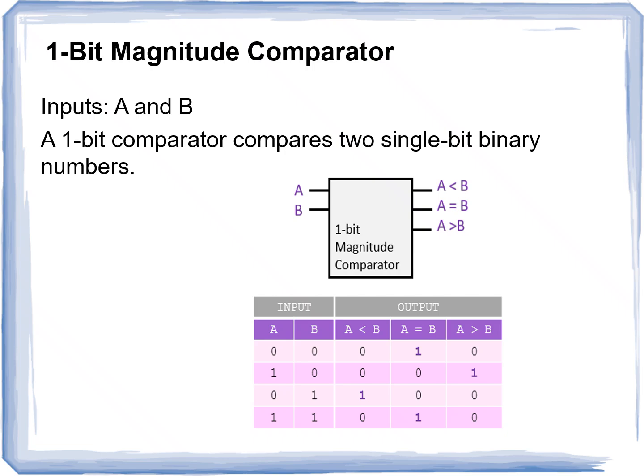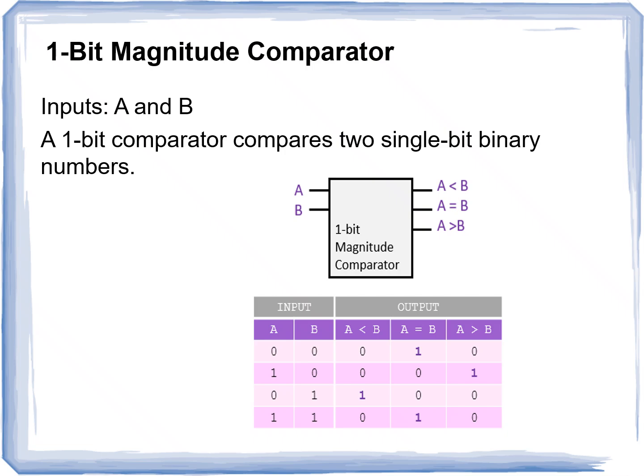In the other case, the values of A and B are 1, 1. So, both the values are equal. So, in this case, A equal to B is 1, and the remaining values are zeros. So based on the input combination values, it selects the output as A equal to B, A less than B, or A greater than B. So this is a single-bit magnitude comparator. Here we are comparing a single-bit value of A and a single-bit value of B.